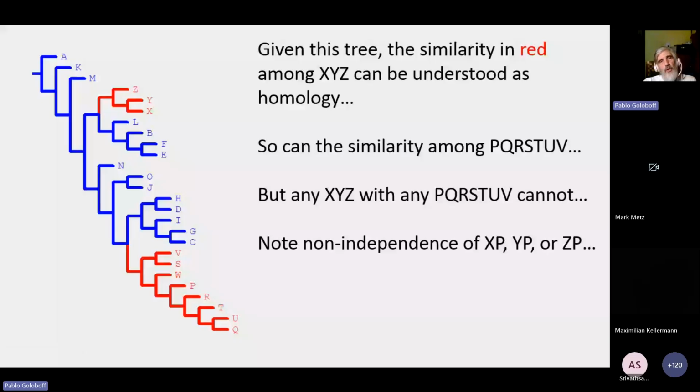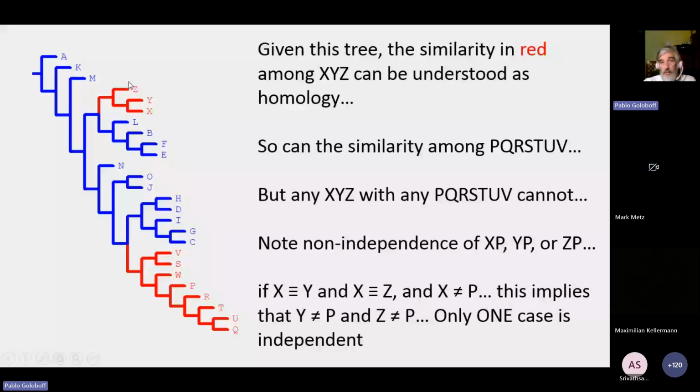Note here the problem of the non-independence of those comparisons also, because if X is a homolog of Y and X is a homolog of C, right? Once you know that X is not a homolog of, say, P, it follows that P is not a homolog either of Y or C. So those are not three independent comparisons. Just one comparison is independent there.